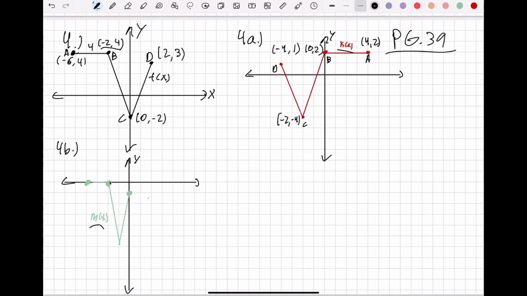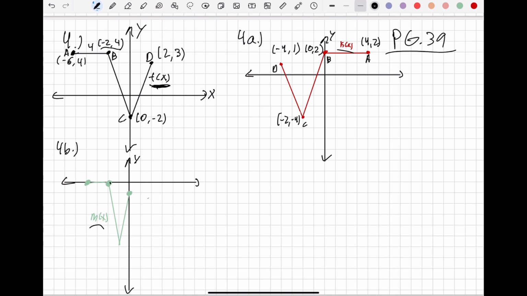Okay, so now we're going to get into question 4 here on page 39, where we're given an original f of x along with points, and we need to describe the transformations happening to graph k of x and m of x. So the first thing to do is, again, to write out our points on f of x, as well as labeling our points. In this case, I just did A, B, C, and D.